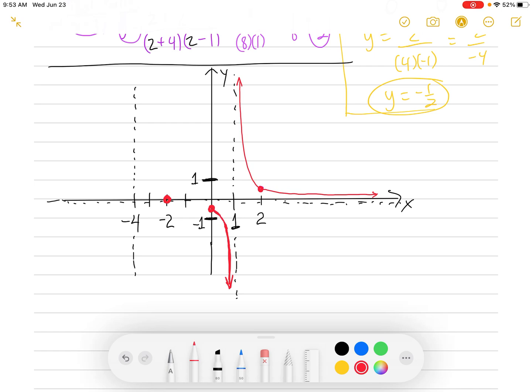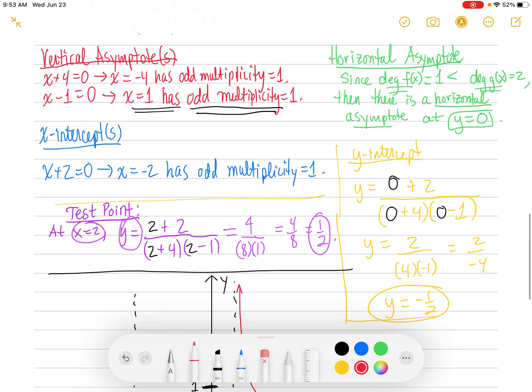Now that graph, which is going down towards the vertical asymptote, has to connect to this y-intercept. So it connects there. And then this y-intercept, we know, has to connect to this x-intercept of -2, which we had plotted.